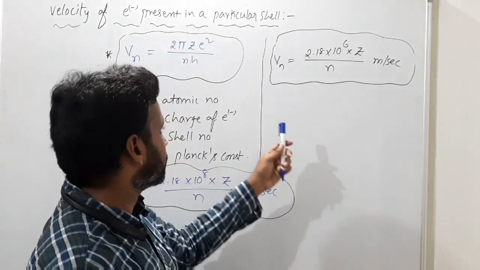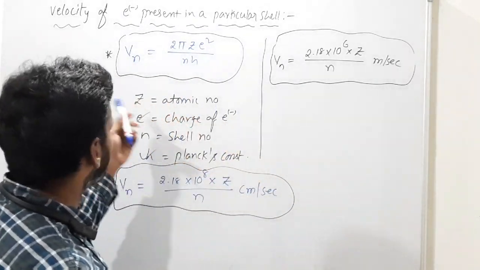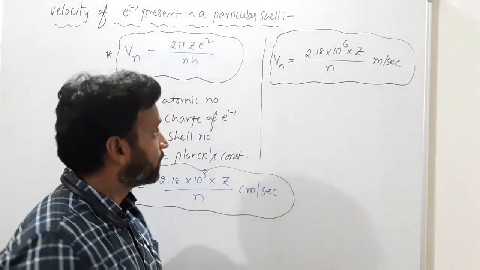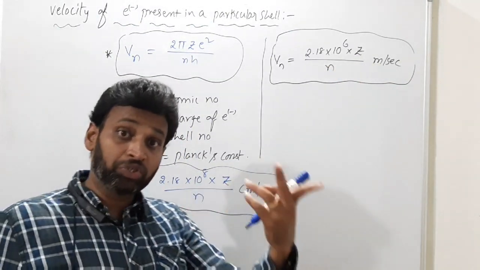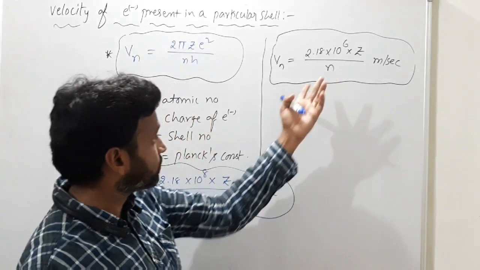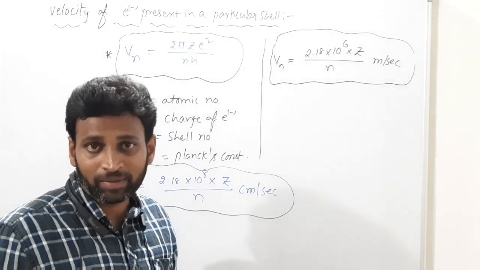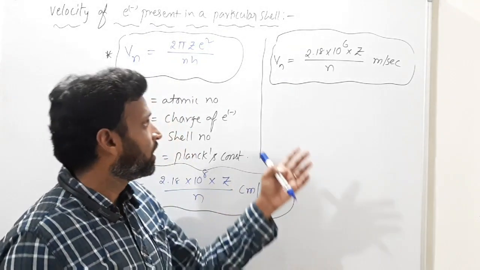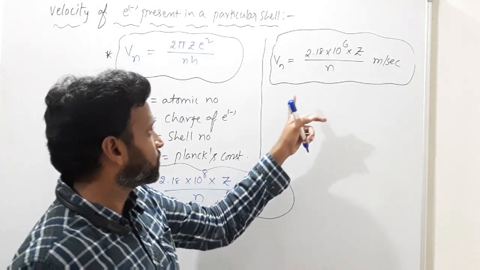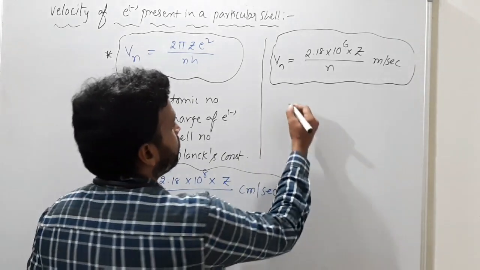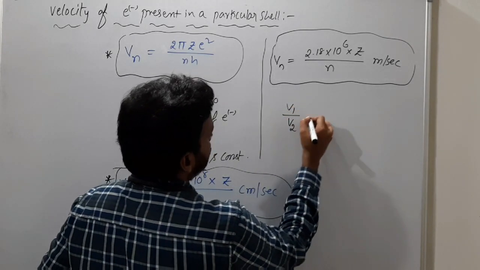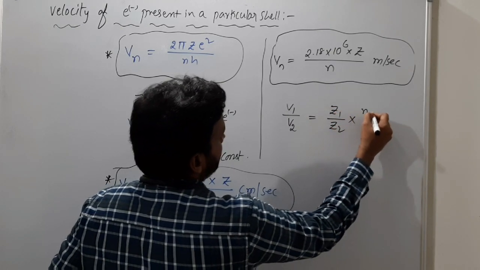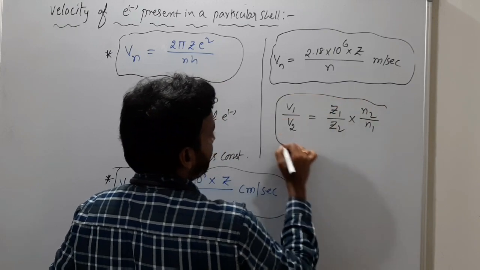Got it, sir? Thank you. And based on velocity also, by using the n and z values, we can solve numericals. Same velocity ratios for different shells, if they are asking, we can do. For the same atom, the atomic number will be the same, no? Then here also you can get the ratio. V1 by V2 is equal to Z1 by Z2 into N2 by N1. You can have a relation.